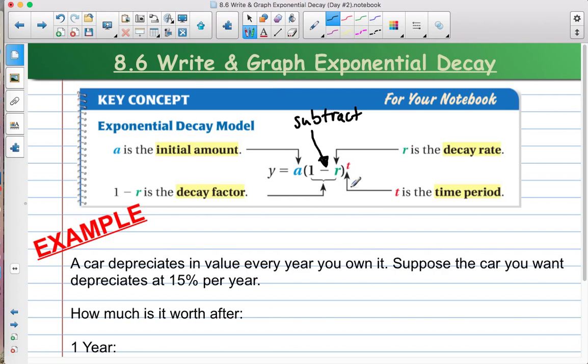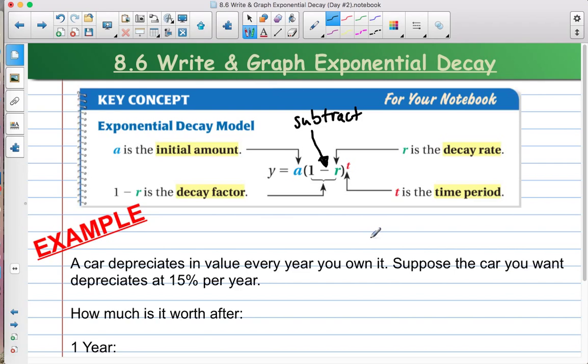Things where this model is used is when things lose value. For example, cars lose value. So I can use this to find the value of cars. When you look up Kelley Blue Book, they're using a version of a decay model. I can also use it when I'm metabolizing food, which is the example you do, or when you take medicine.